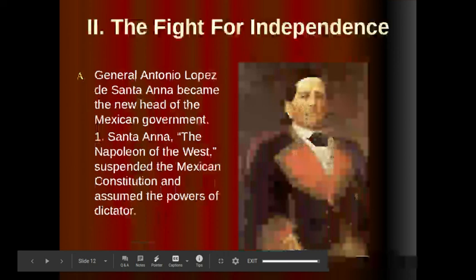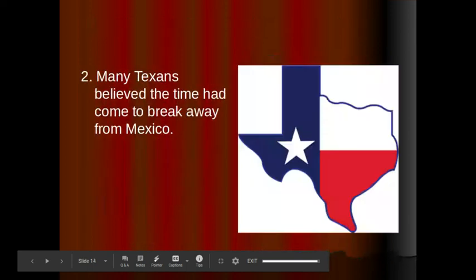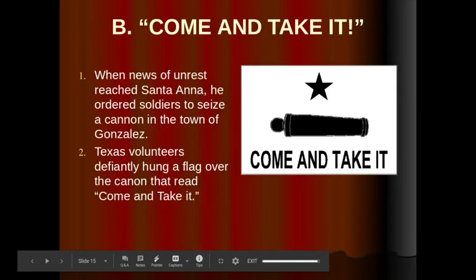So Santa Anna, the Napoleon of the West, was the nickname that he was given in the history books, suspended the Mexican Constitution and assumed the powers of dictator so he could have more control over how he chose to deal with the people that were coming into Texas and not following those three stipulations that they were given of becoming a citizen, following Mexican laws, and then also being a part of the Roman Catholic Church. So many Texans believed the time had come to break away from Mexico and become their own state.